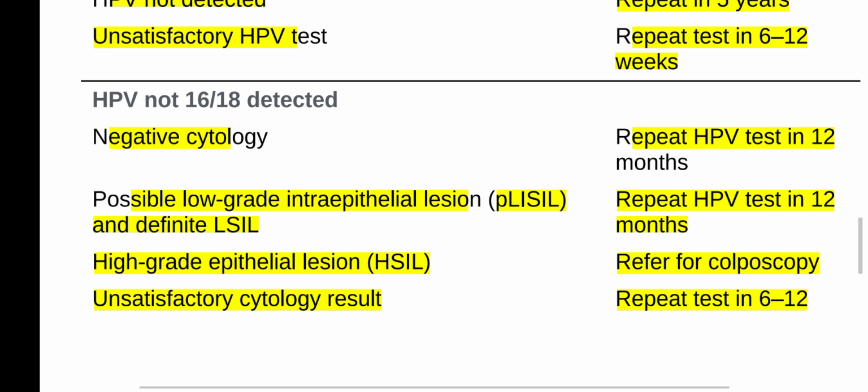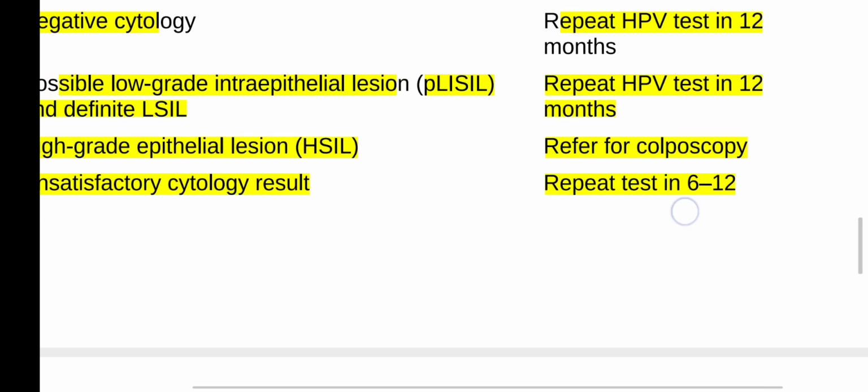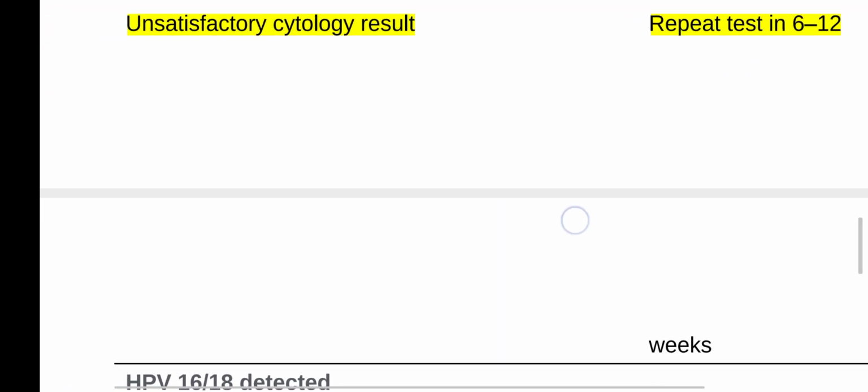So in those women we have to refer for colposcopy for further investigation and further management if it is showing high grade epithelial lesion in cytology. What if cytology is unsatisfactory? If cytology is unsatisfactory, then we have to repeat the test in 6 to 12 weeks. We have to repeat the test in 3 months at least. Within 3 months we have to repeat if cytology is showing unsatisfactory results.